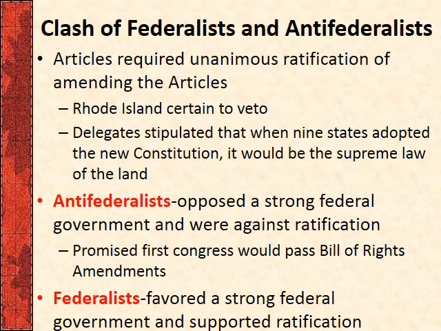So once again, the Anti-Federalists opposed a strong federal government. And the only way that they were swayed, and not all of them were swayed, is that the Federalists promised that the first Congress would pass a Bill of Rights, which would protect both states' rights and individual rights from arbitrary infringement by the federal government.